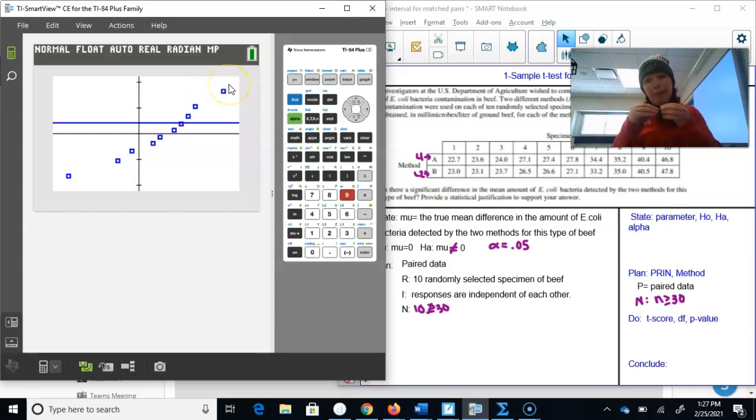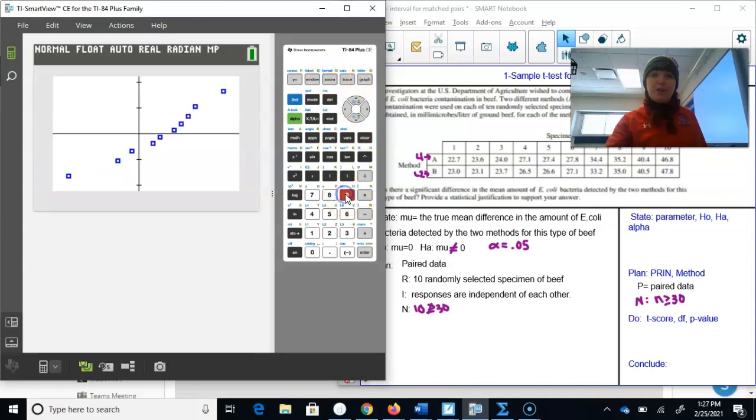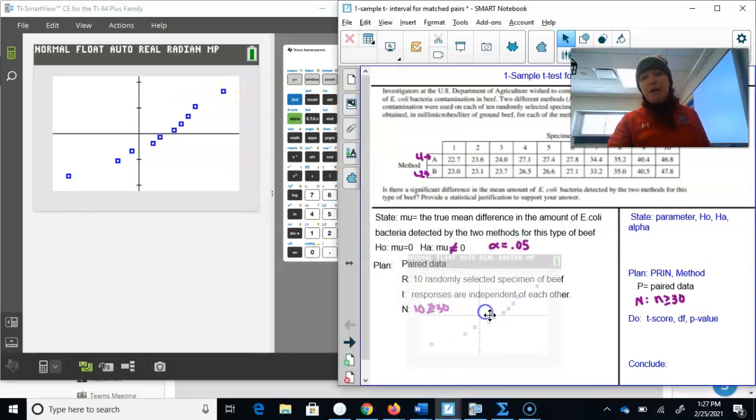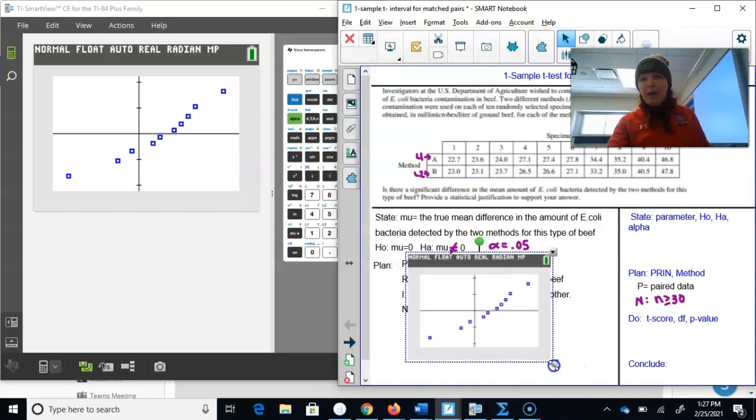When we look at a probability plot to confirm normality, we want that probability plot to be somewhat straight. Again, I'm sorry, I have a y equals in here, and that's why that showed up. So let's go ahead and zoom 9 so we don't see it. We can make an argument that this is linear or straight enough. And we can say, okay, we can proceed because that probability plot is straight enough with no outliers.